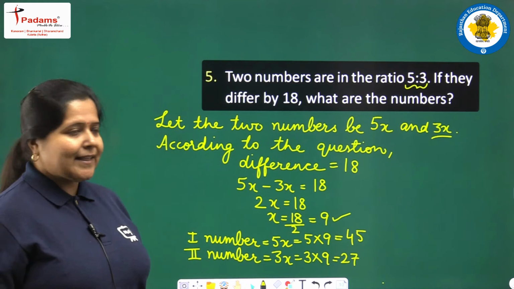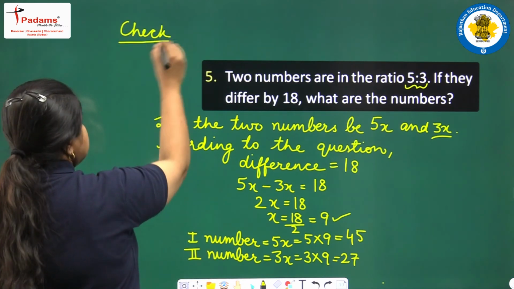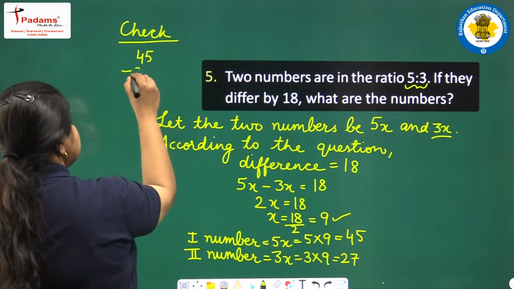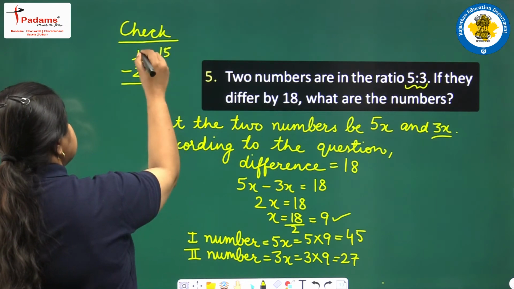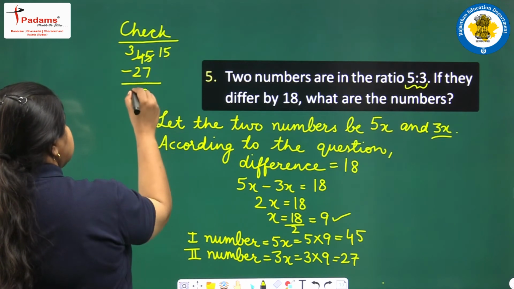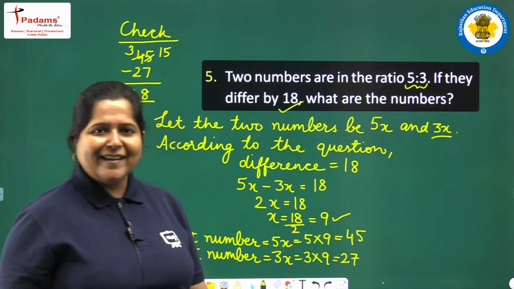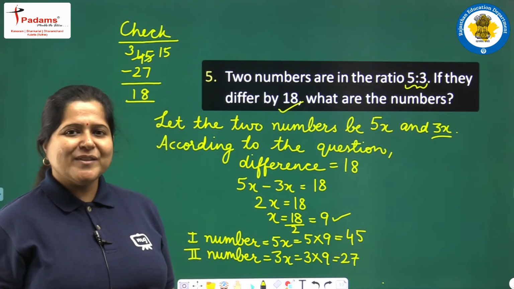You can again check them. Let us check. Subtract the two numbers, 45 minus 27. Now this will become 15 and this will become 3. 15 minus 7 is 8 and 3 minus 2 is 1 and the difference is coming out to be 18. Yes, the answer is correct. We move on to the next question.